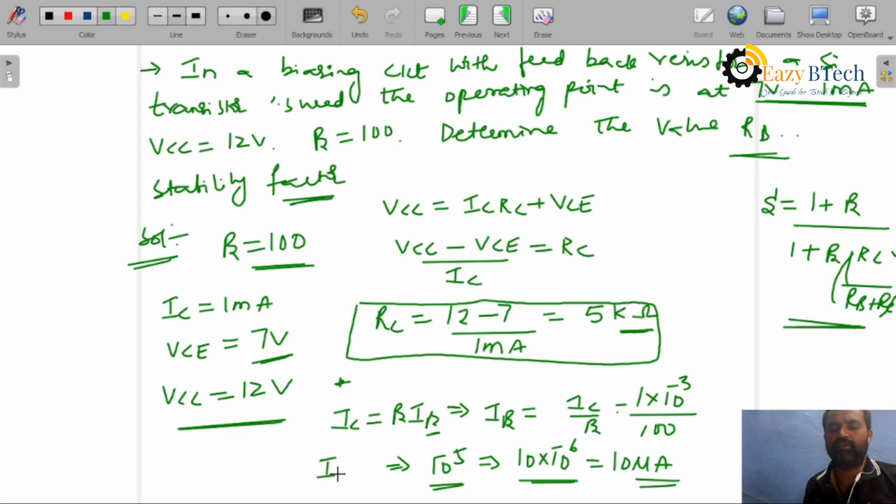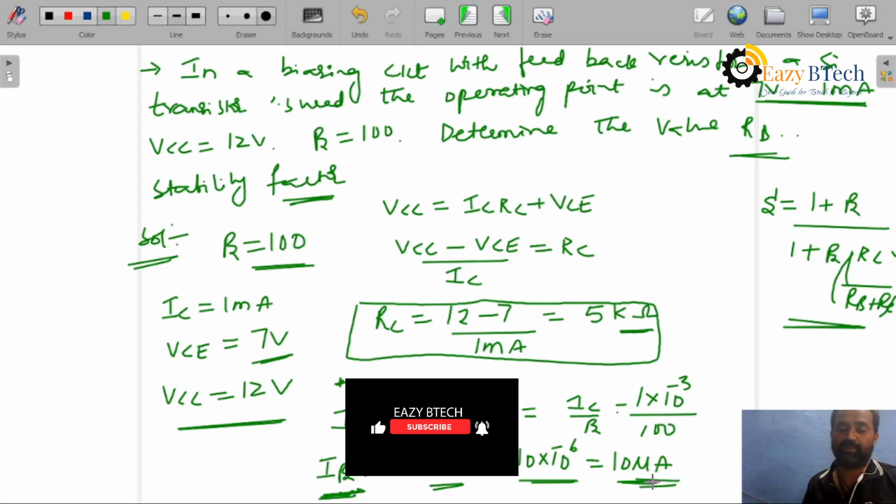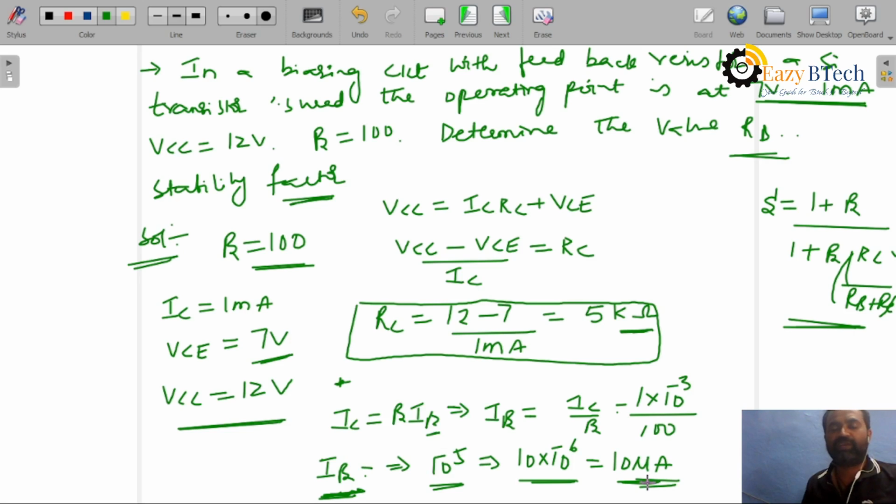Okay, the value of IB, the base current, is how much? 10 microamperes. You can always remember that the magnitude of the collector current and the emitter current is in the order of milliamperes.